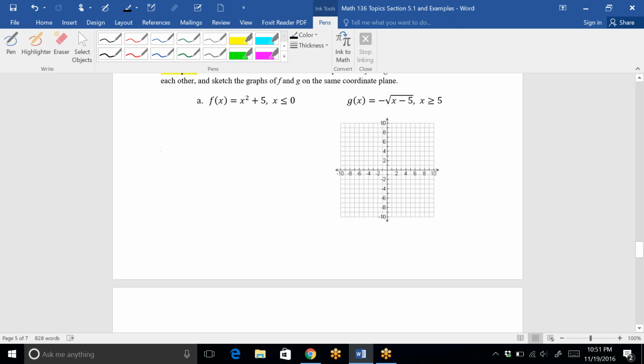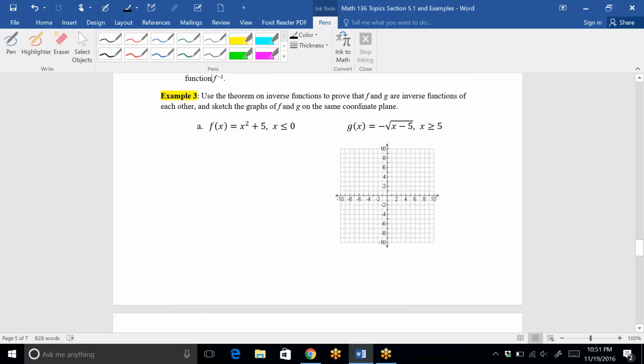This is one we skipped in class because it was just trying to prove that, using the theorem on inverse functions, we want to prove that they're inverses, and then we want to plot them together. The inverse test says that if you want to prove by theory that two things are inverses, you do composition one way and show that it equals x, and you do composition the other way and show that it equals x. That proves that they reflect over the line y equals x.